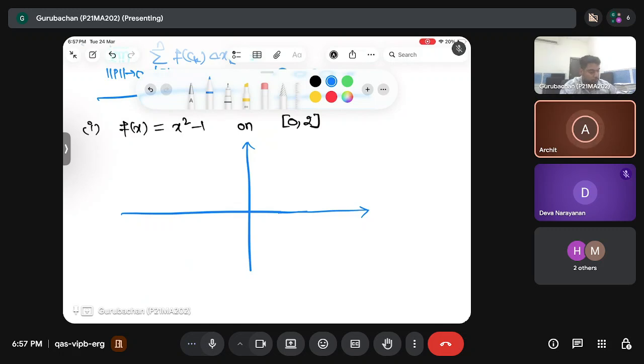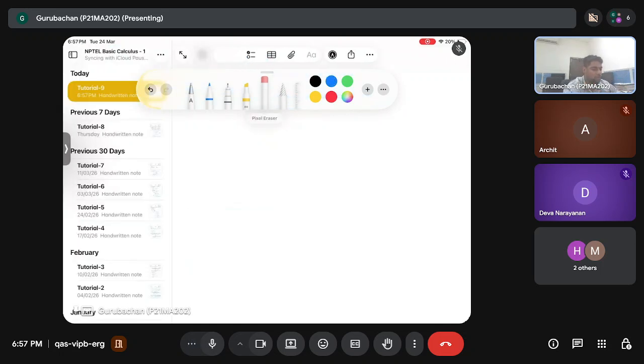Vertex at 0 comma minus 1 and the roots are 1 and minus 1. Upward parabola. But here, if you observe, we need to only draw from 0 to 2. So in general, you told this correctly.